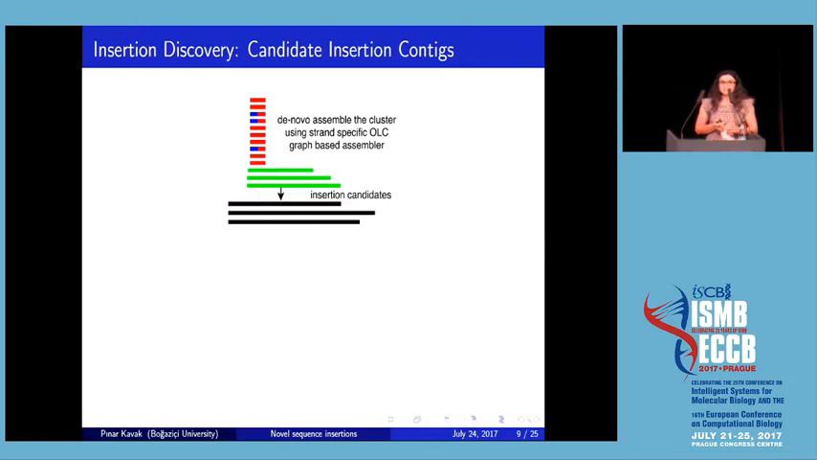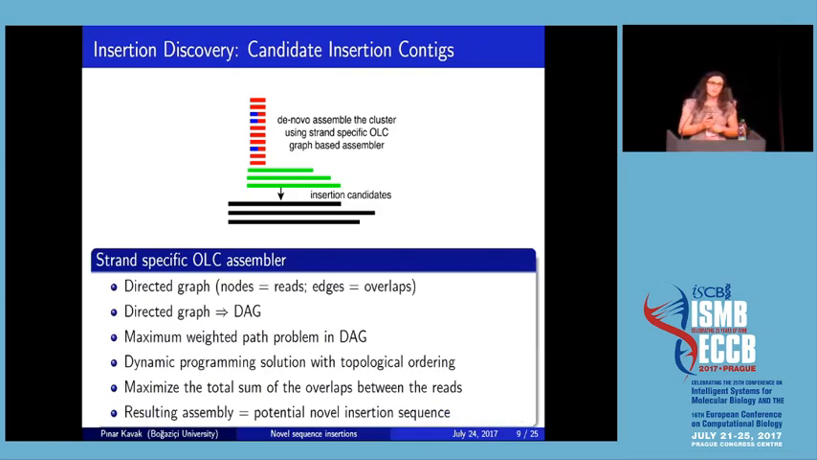After generating our clusters, we assemble them into potential novel insertion candidates with a strand-aware overlap layout consensus graph-based assembler, in which the reads are the nodes and the overlaps between the reads are the weights of the edges. It is a directed graph. The directed graph might have cycles, and we are searching for the maximum weighted path in the directed graph, but we remove the cycles when we observe them, so it turns into a maximum weighted path problem in a directed acyclic graph. We apply a dynamic programming solution with topological ordering. By maximizing the total sum of the overlaps between the reads, we obtain a potential novel insertion candidate.